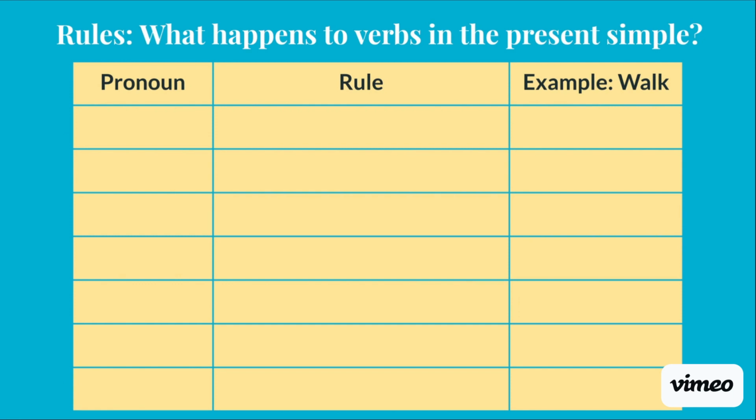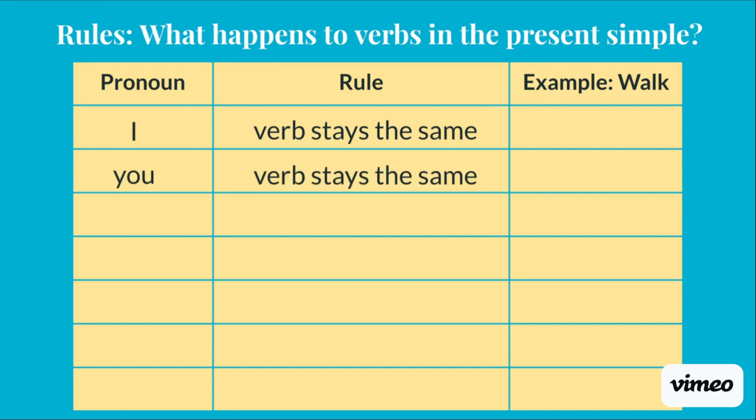So we're moving on. Another chart here, I would copy this into my notebook. Take your time, always pause and come back if you need to. So here are the rules. What happens to verbs in the present simple? Like in different languages, we have to conjugate our verbs depending on the verb tense. So in English, we have some rules as well. If our pronoun is I, the rule is that the verb stays the same.